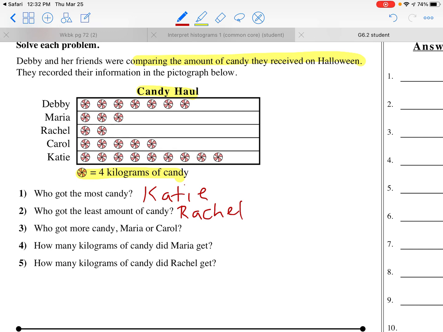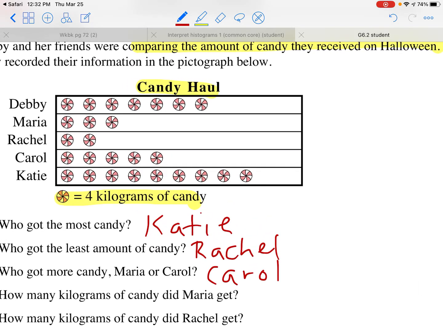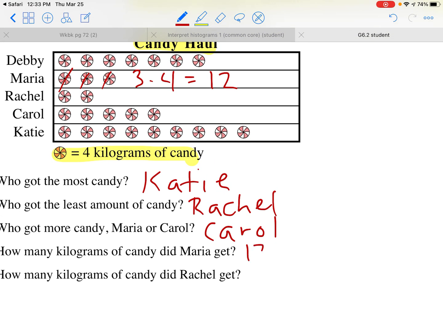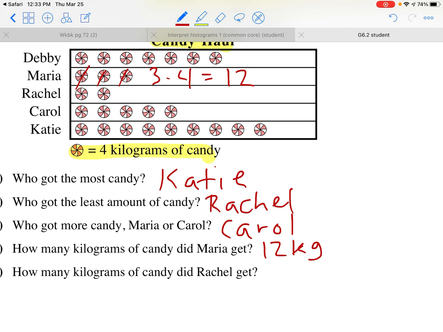This is a comparison one on three. Who got more candy, Maria or Carol? Oh, Carol got more candy. How many kilograms of candy did Maria get? This one we need to do some work. 1, 2, 3 times 4. Remember, because each candy wheel is worth 4 kilograms. 4 times 3 is 12. 12, let's label it properly with the letters K and G.